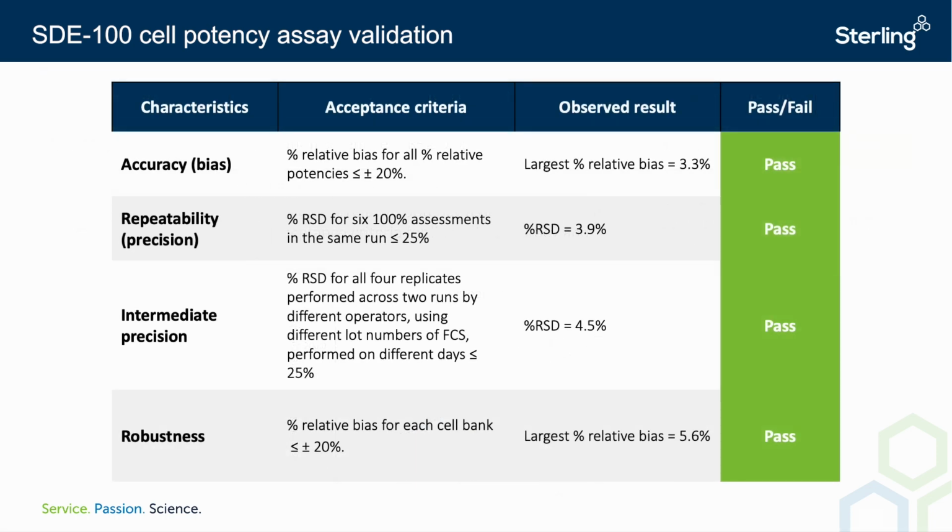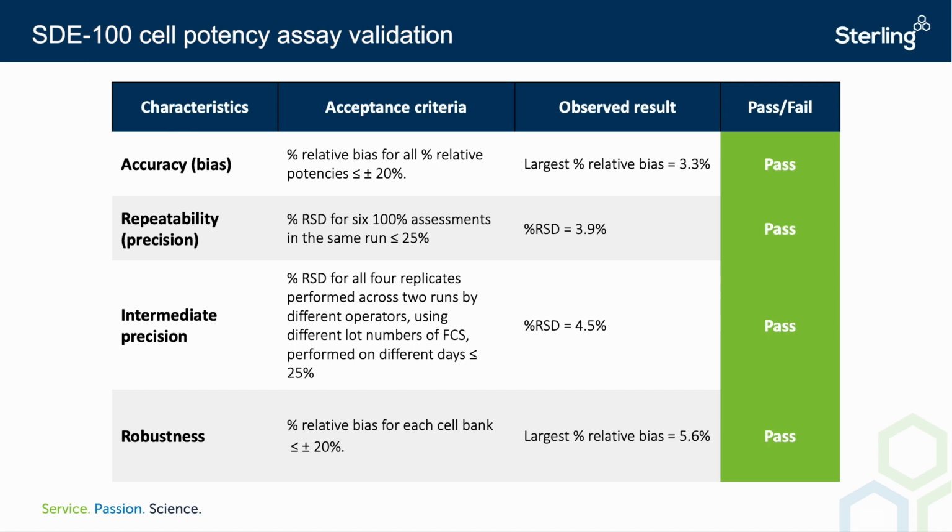Accuracy of the assessments was determined by calculating relative bias, which compares the nominal potency of a particular assessment to the observed potency. The largest percent relative bias for assessed measurements was 3.3%. This was observed for the 141% assessment, indicating that on average, the observed potency at 141% was 3.3% higher than expected. Repeatability was determined by measuring relative standard deviation across 6 100% assessments performed in the same run. The percent RSD was 3.9%.